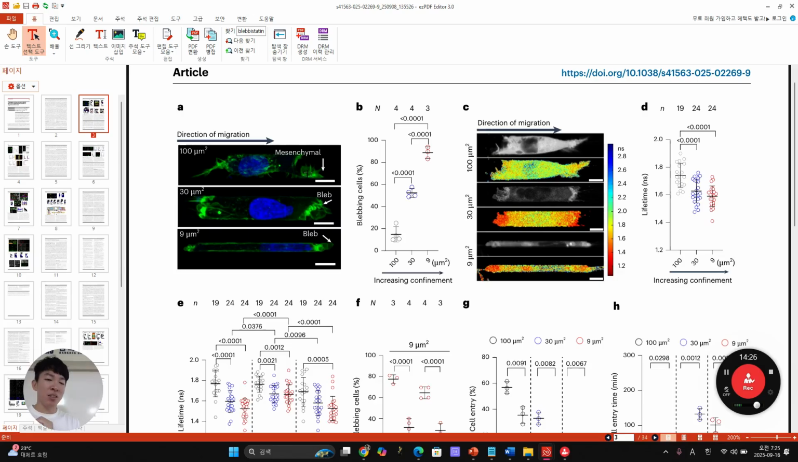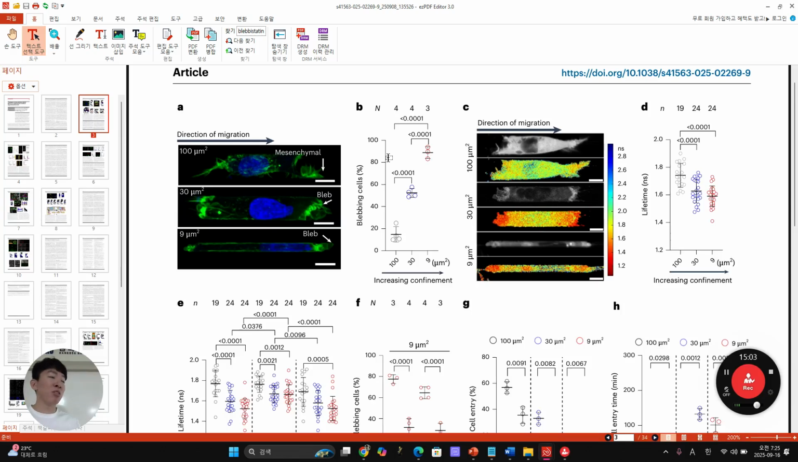This green color is actin. When you see 30 and 9, blab. Blab is like, this is your intact cell membrane. But sometimes the cell membrane is curved like this. This is called a bleb. Yeah. So you can see this is a bleb. And then this is also a bleb. So from the 30 micrometer square, they can see the blebs. So they count blebbing cells: at 100 micrometer, just 10%. But at 9 micrometer, most of the cells are blebbed.